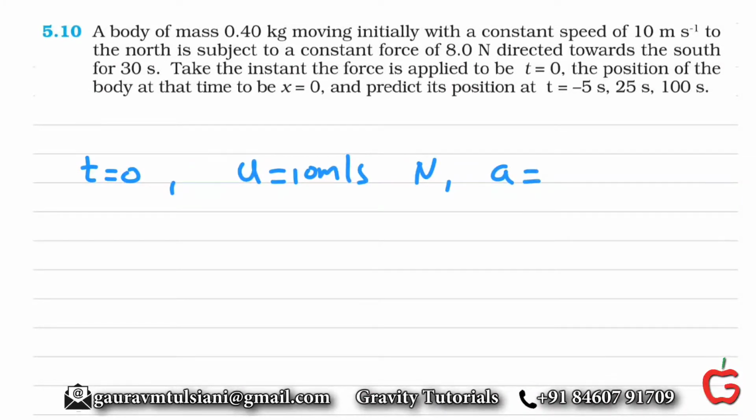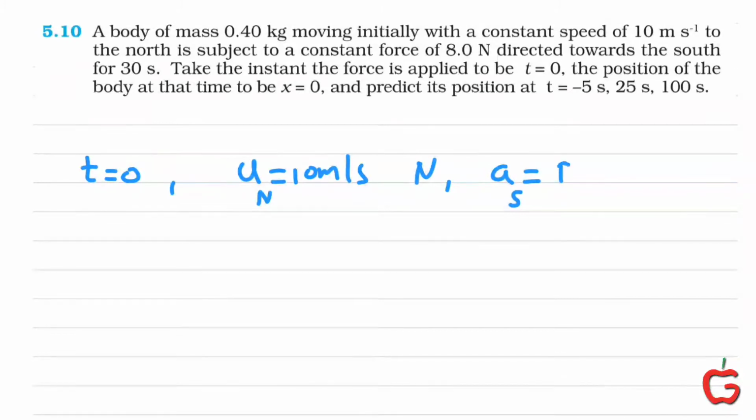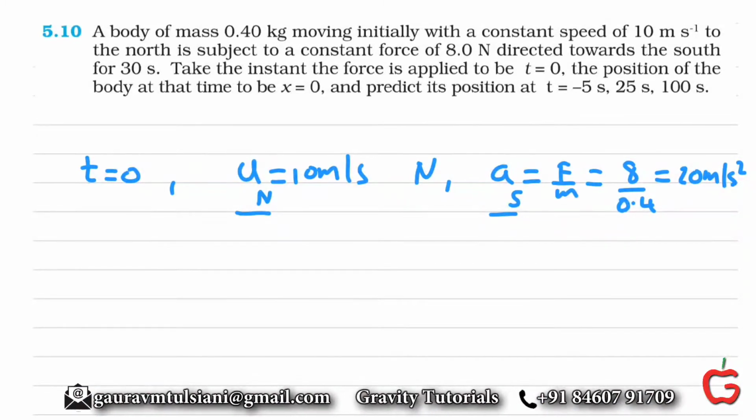Since the force is towards south, the acceleration is also towards south. So this is the speed towards north, the acceleration is towards south. That is force divided by mass. So it is 8 by 0.4. So this is 20 meter per second square. So this acceleration is towards the south. The body is moving towards the north direction, so it will slow down.